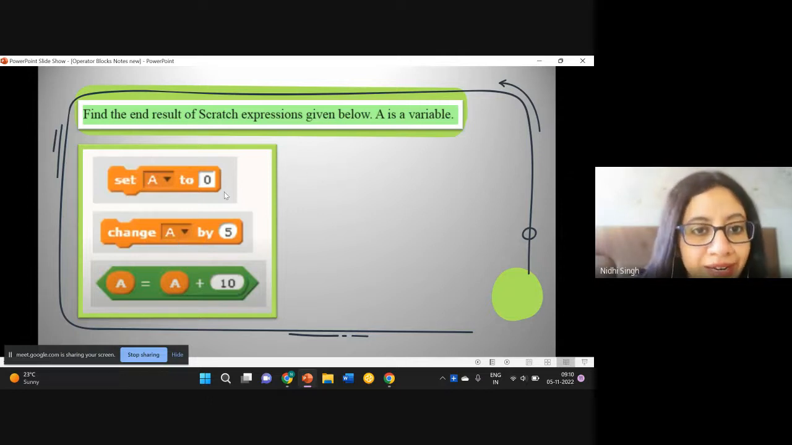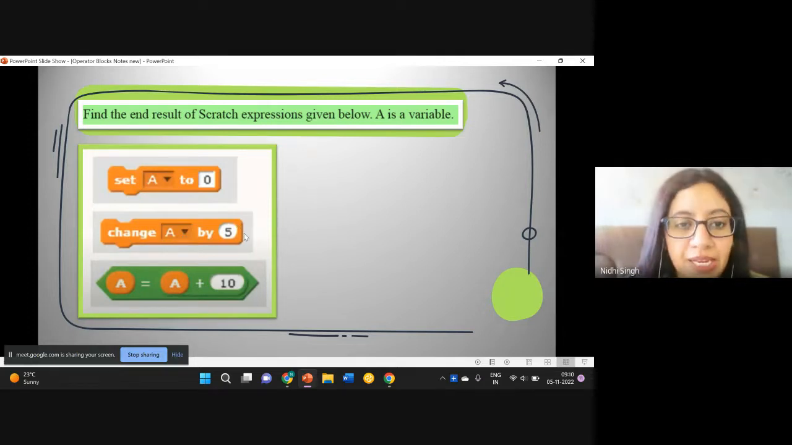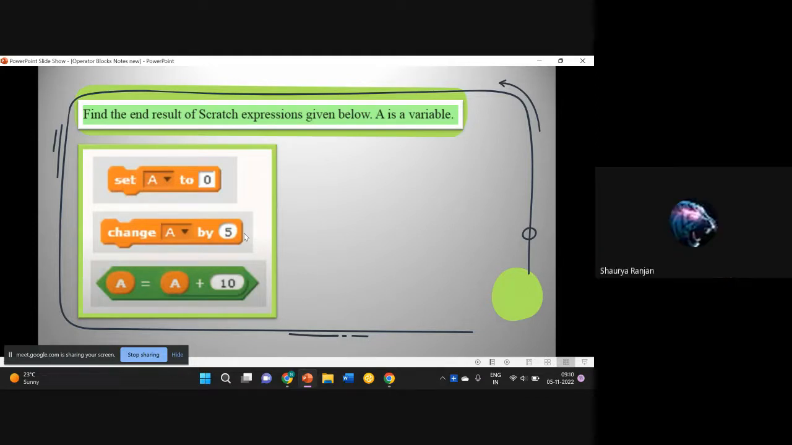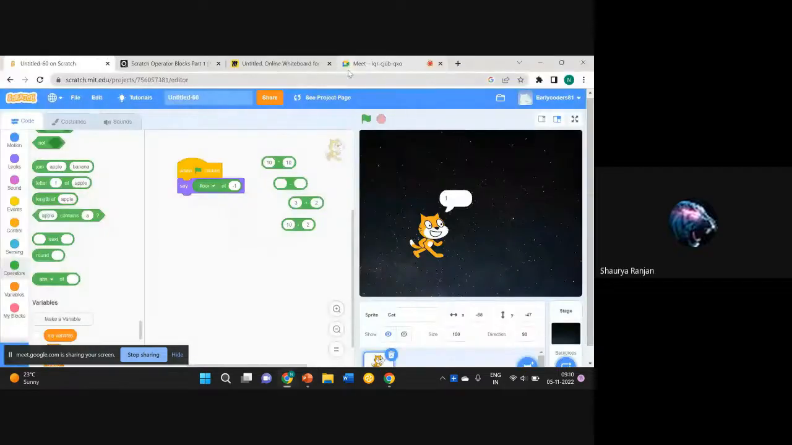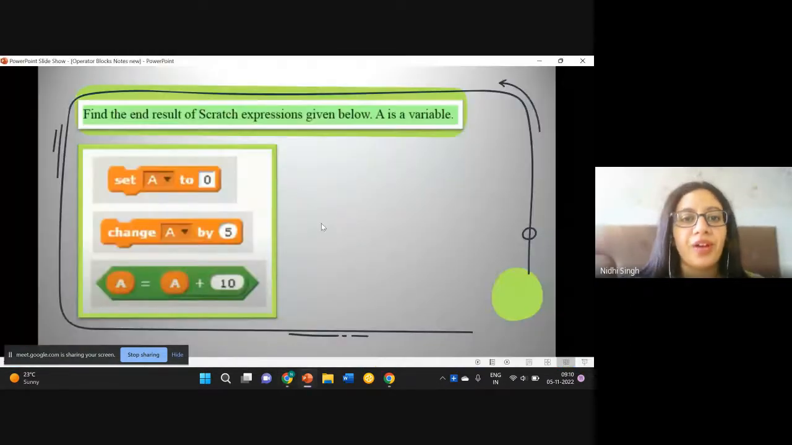Yes, ma'am. So I created one variable A here and the initial value of A is 0. Now in my program I am changing its value by 5. So what will be the value of A now? Ma'am, E. No, see, value of A is 0. Ma'am, it will be 5. Yes, it will be 5.